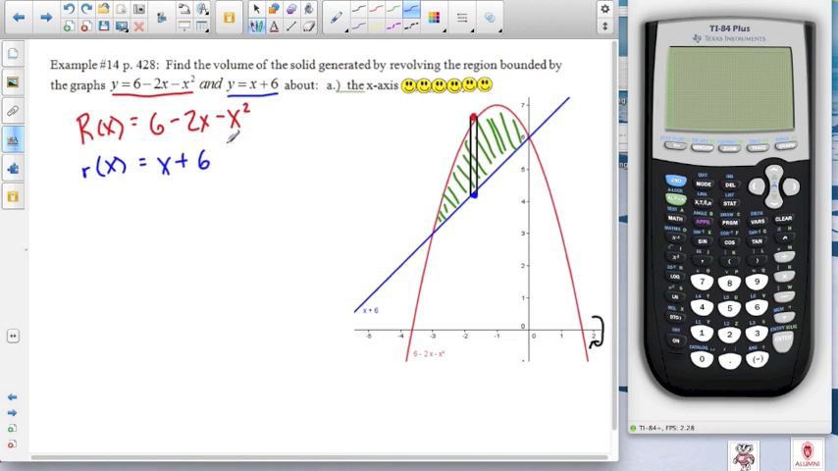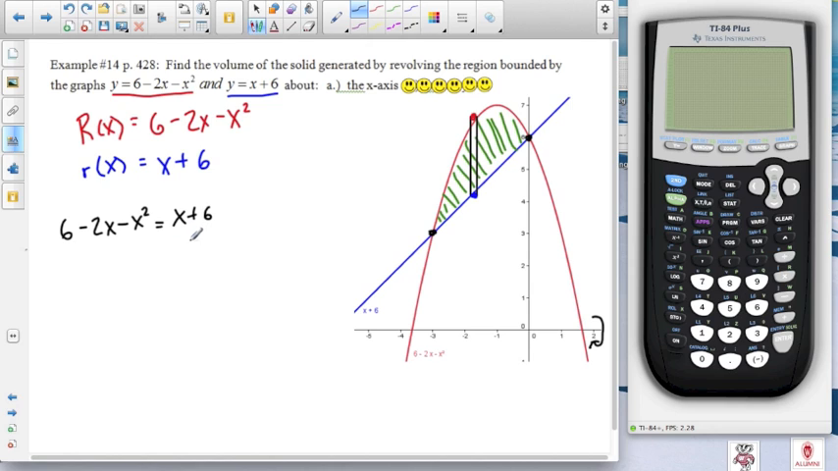Now, in order to write the expression for the integral, to use the washer method, we're going to need the limits of integration. And the limits of integration come from these points of intersection of the two functions. And so if those two locations are where the functions are equal to each other, then we can find the values by taking these two functions and setting them equal to each other. So we're going to go ahead and take our quadratic function, 6 minus 2x minus x squared, and set it equal to our linear function, x plus 6.